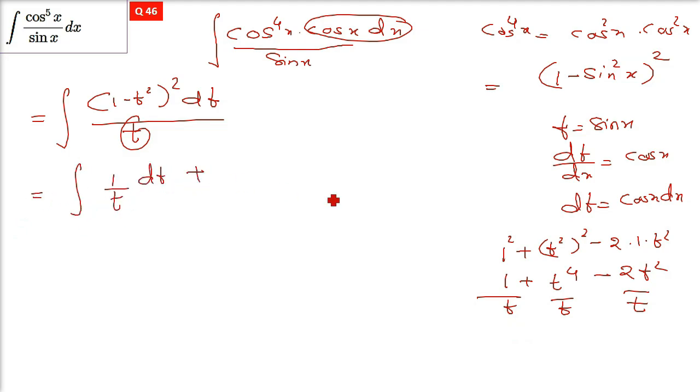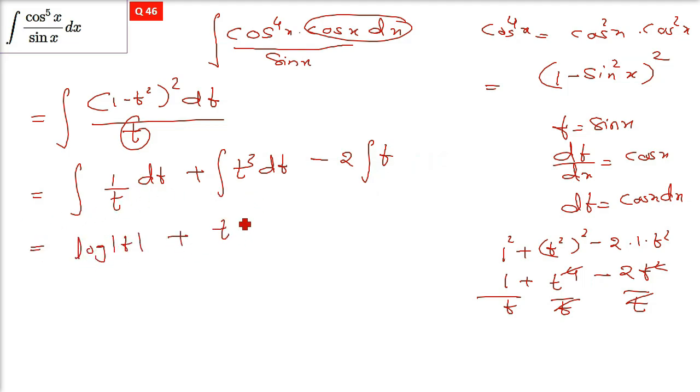1 by t dt. This 1 will get cancelled out, 1 power. So it will be t raised cube with dt. And here 1 t will go and 2 will come out, and that will be t dt. So this will be log modulus of t, plus t raised 4 by 4, minus t square by 2, plus constant of integration.